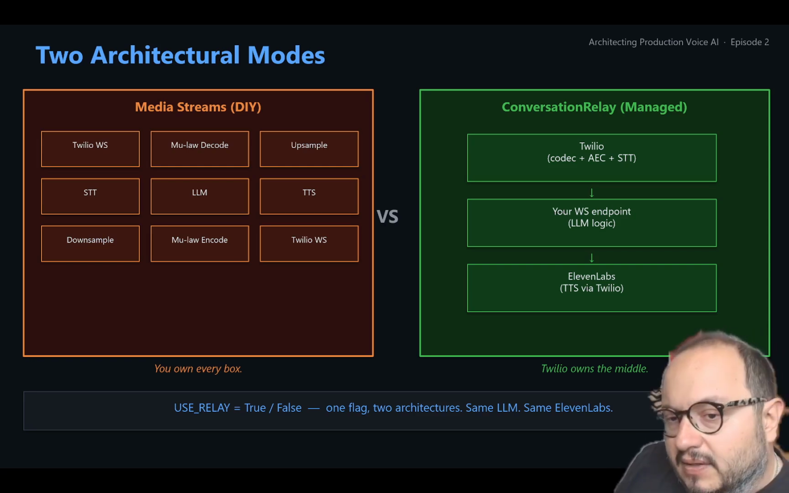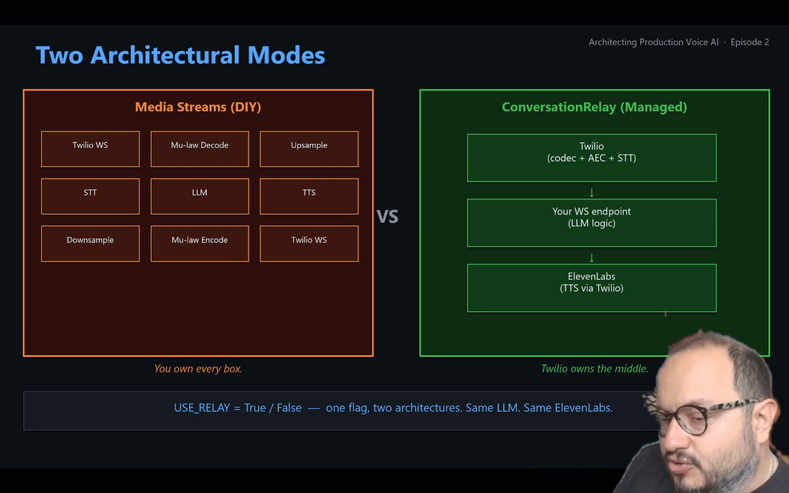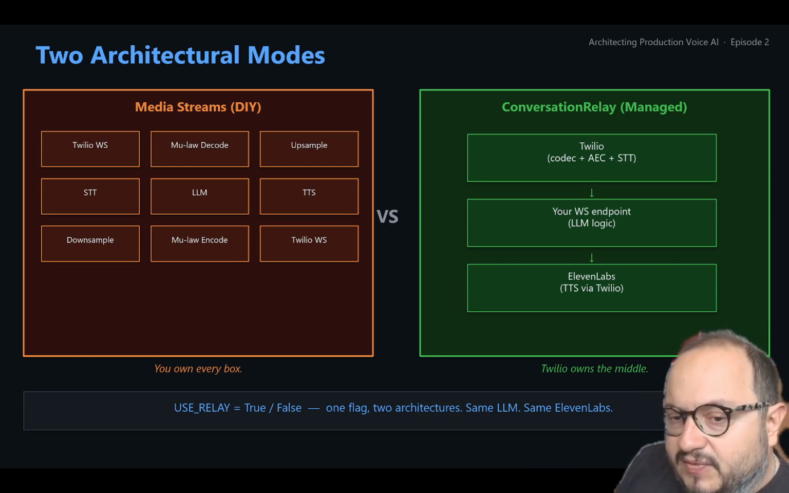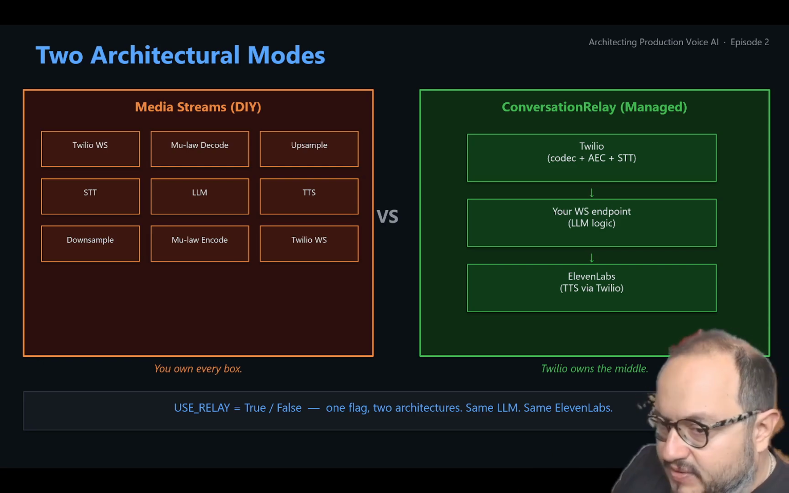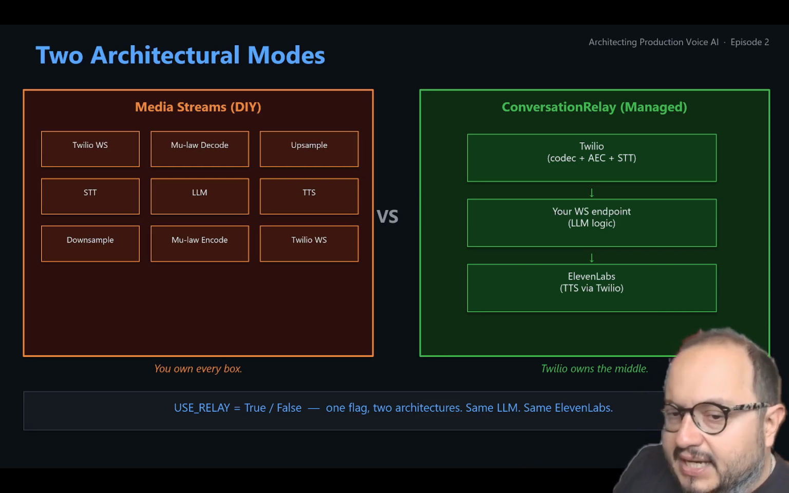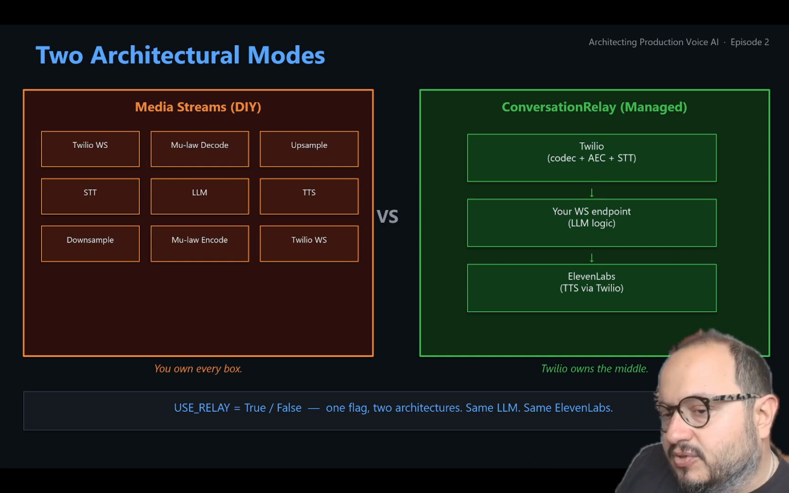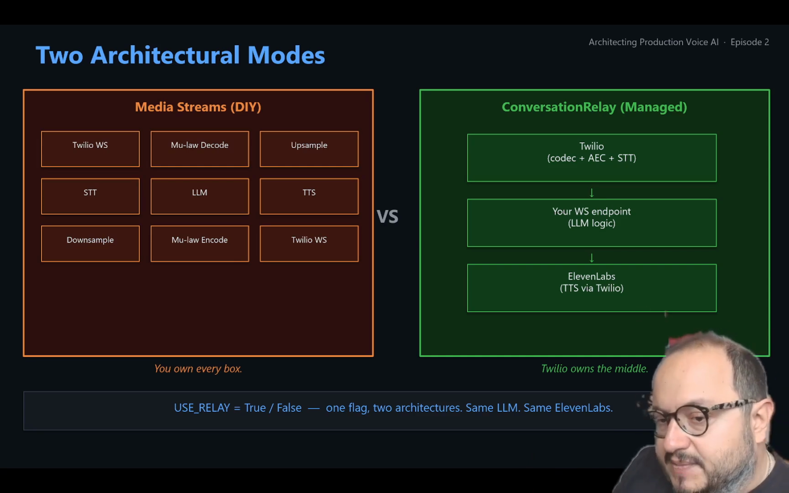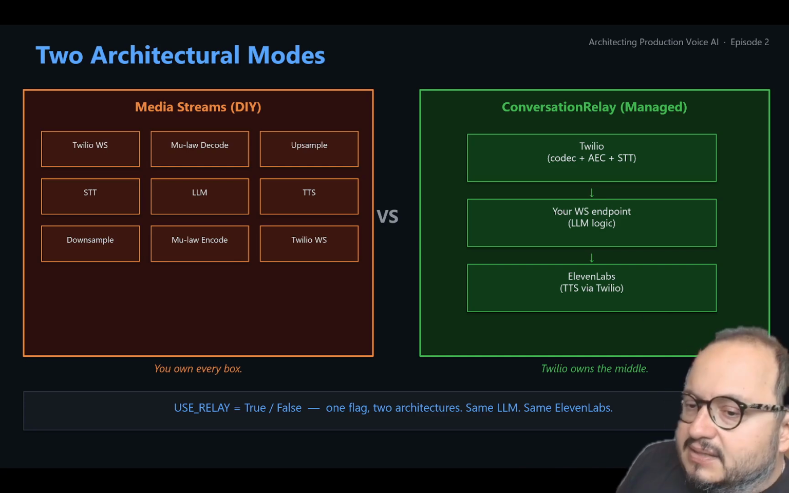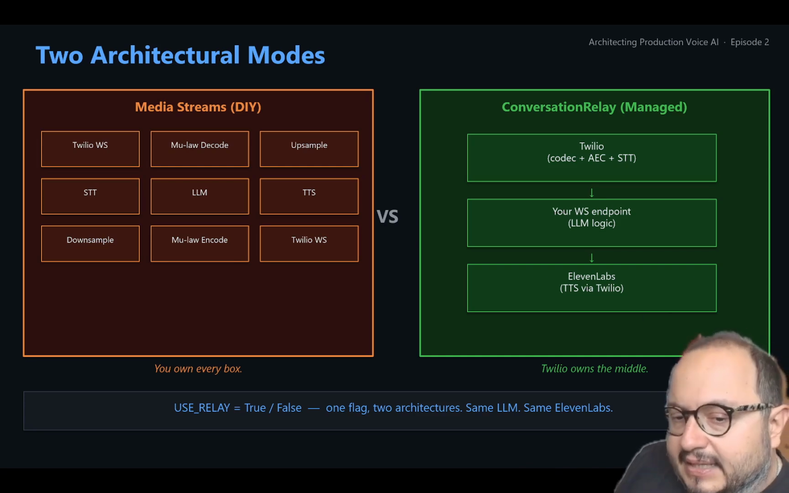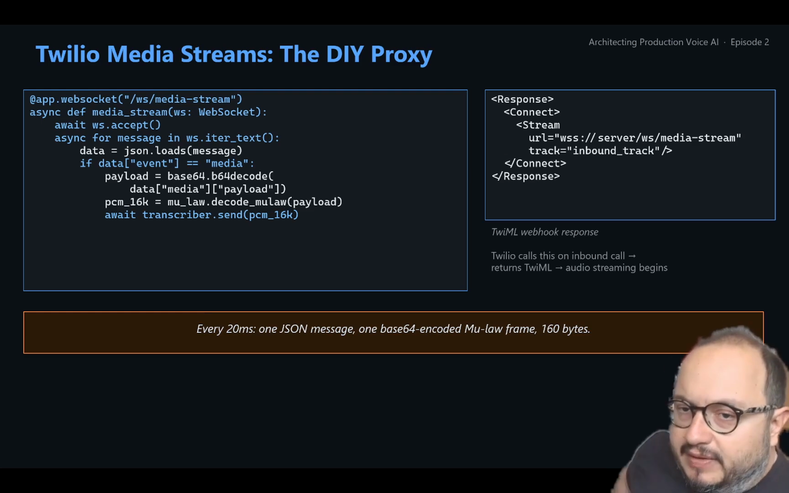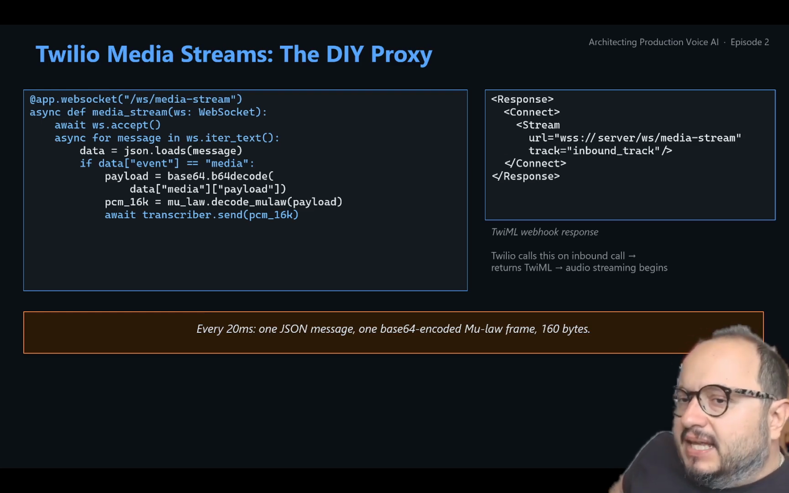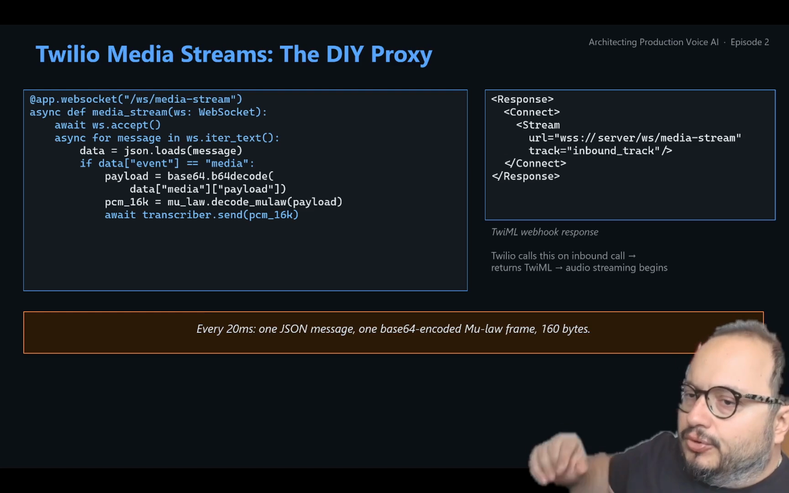The code we are building today supports both modes from a single server. A feature flag switches between them. Use relay equals true sends incoming calls through ConversationRelay, and use relay equals false routes them through the raw media streams proxy. Both branches connect to the same ElevenLabs endpoint and the same LLM. Only the audio handling layer changes. Let us start with the harder part, the raw media streams proxy. When a call comes through, Twilio calls the TwiML webhook on your FastAPI server.